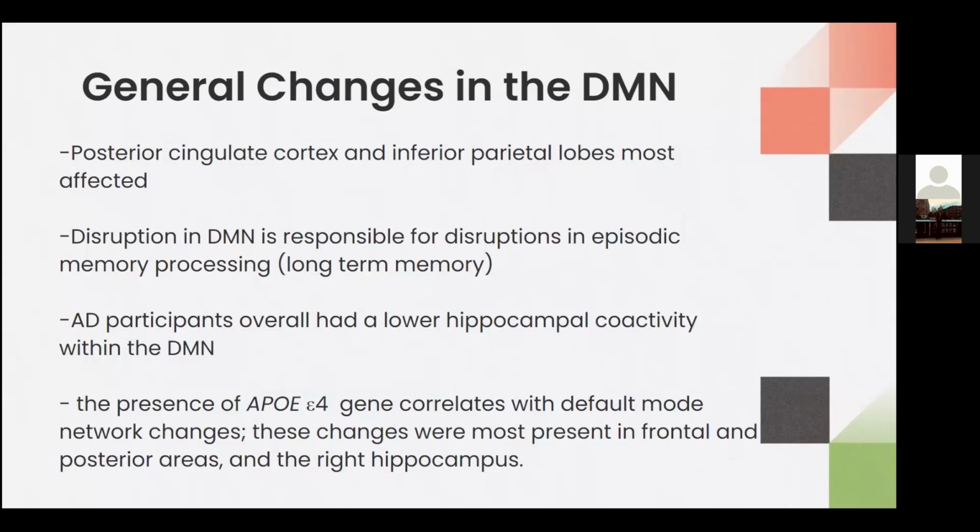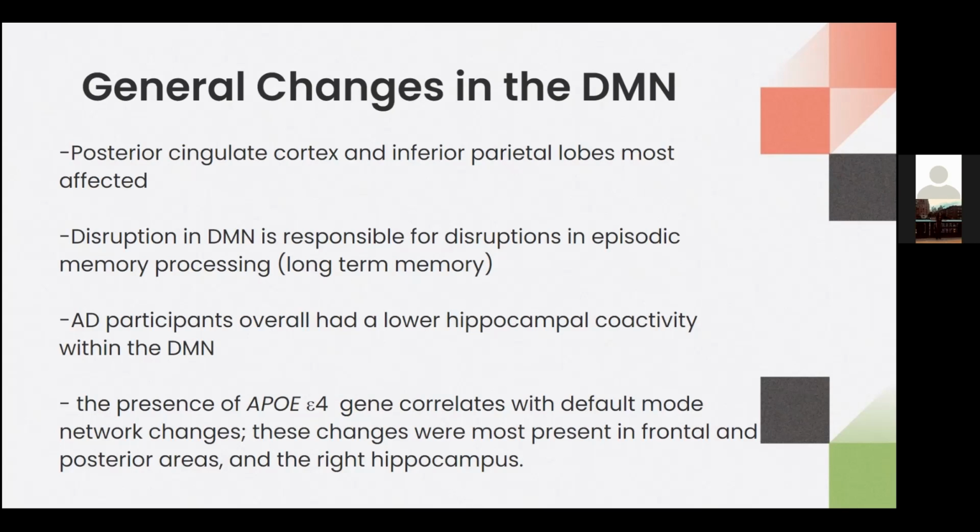They also see that disruption in the default mode network is responsible for disruptions in episodic memory processing, which is a long-term memory. Episodic memory processing is the ability to recall past memories. And scientists see that disruption in the default mode network is correlated.